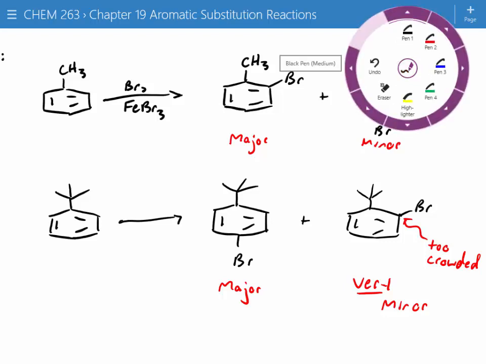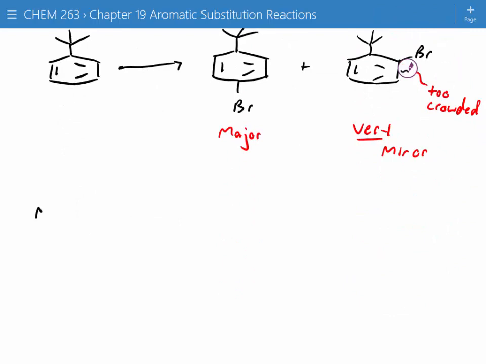So the general trend is most of the time the para position is favored.